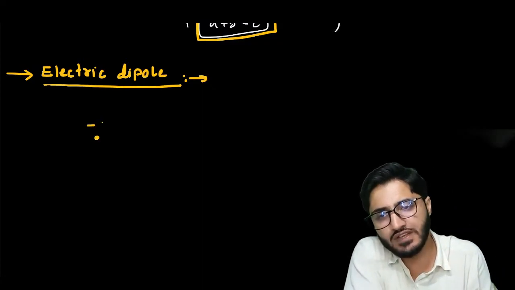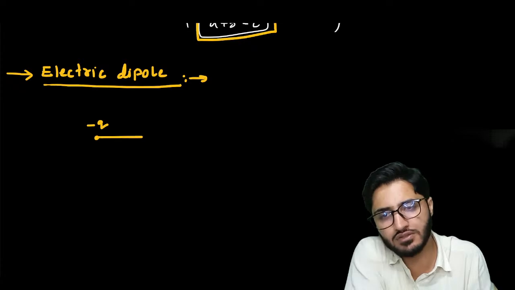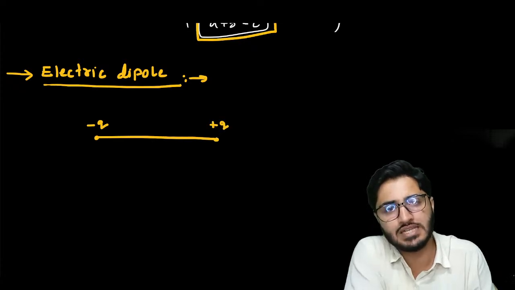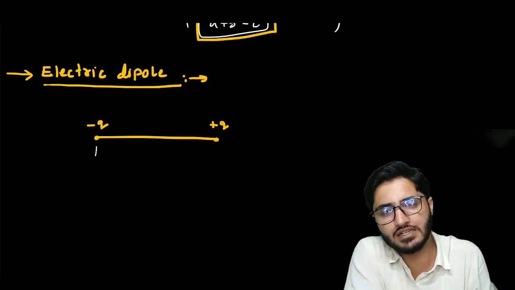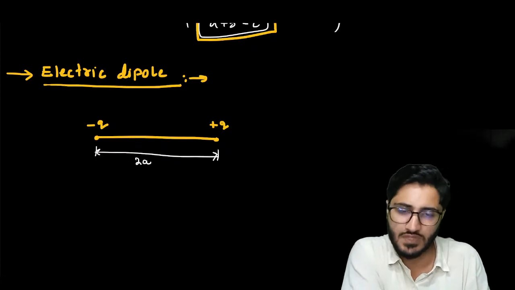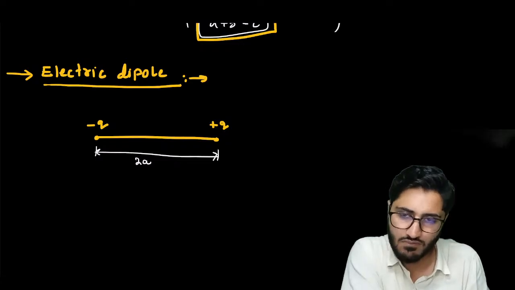By definition, if we have two charges minus q and plus q separated by a distance, and for easy calculation we are taking the distance as 2a or 2l. It's a dipole.